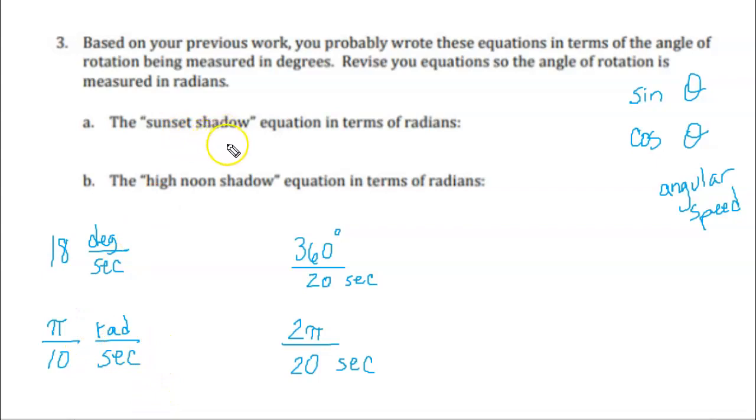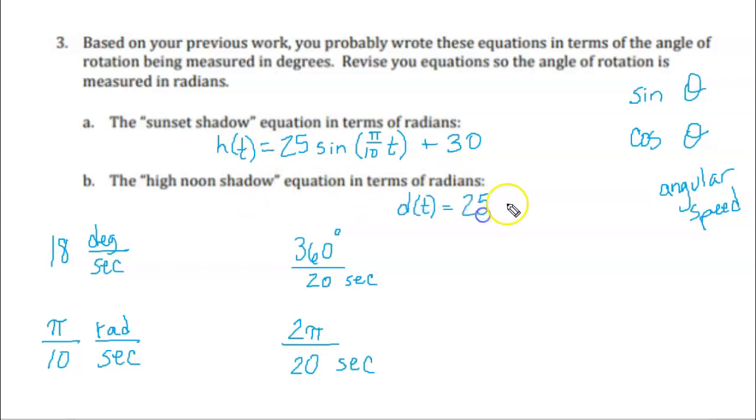So when I write my equation for the first one, I'm going to have that h of t is equal to 25 sine, the 25 doesn't change, it's the same radius, but instead of 18t, I'm going to have pi over 10t plus 30. Again, our height above the ground didn't change. When we change the second one, that distance left and right, d of t is still going to be 25 times the cosine. It's just that our angular speed is now going to be pi over 10t.